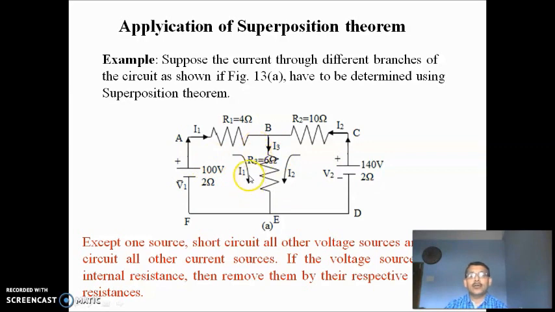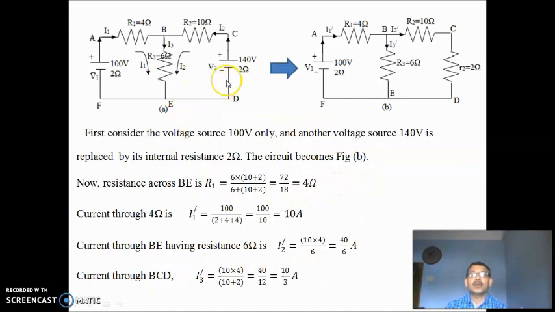First, we have to short circuit all the voltage sources except one voltage source, or if there are several current sources, then they should be open circuited. And the voltage sources are short circuited, but if they have some internal resistances, then we should replace them with their internal resistances. Here, first we consider the voltage source V1 and the second voltage source V2 is removed, replaced by its internal resistance 2 ohm. Therefore, the circuit becomes like this.